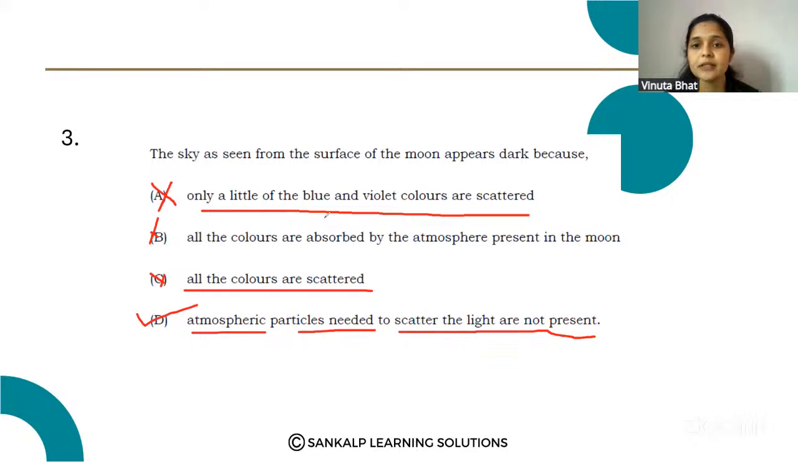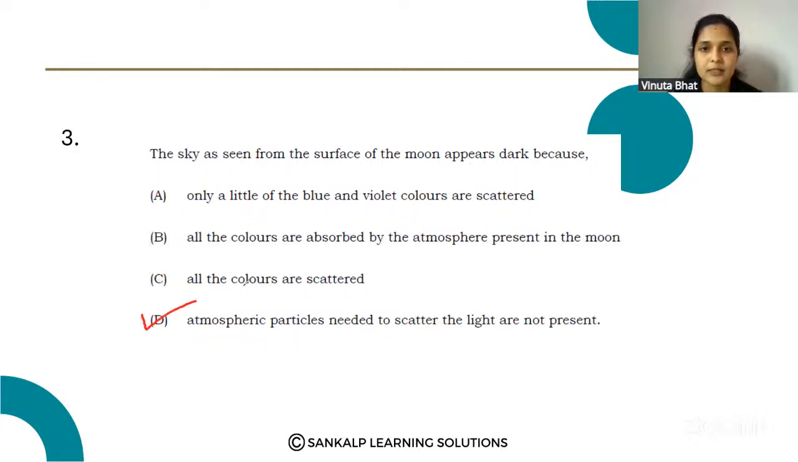Atmospheric particles are required for the scattering of light. So the sky as seen from the surface of the moon appears dark. The correct answer is option D. Please note down this.